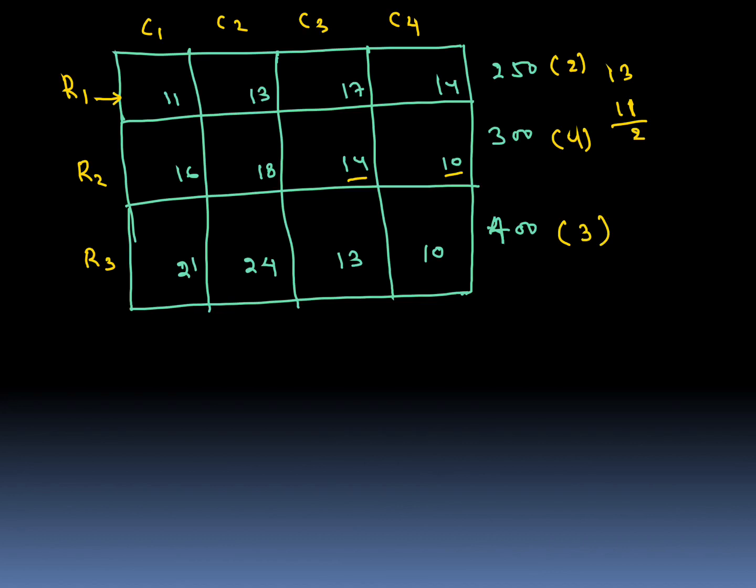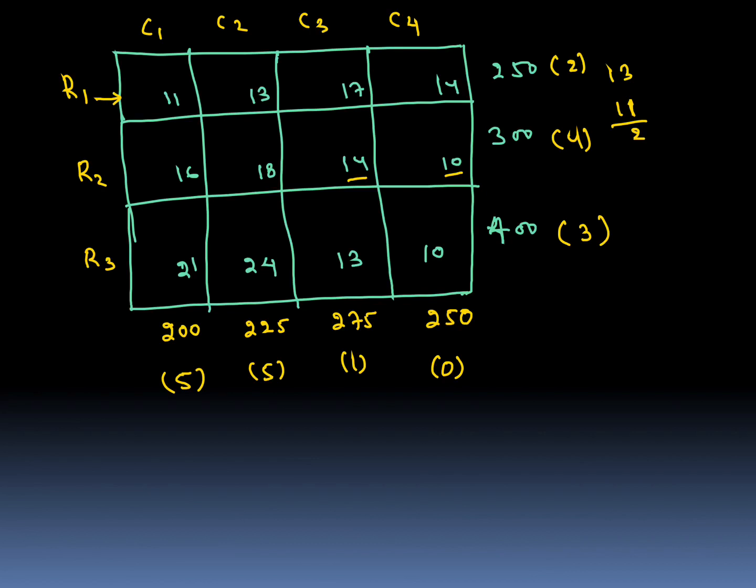And in columns, we will check. In column 1, 11 is the minimum and 16 is the next minimum. So 16 minus 11, it's 5. Here we will write 5. Then in column 2, 13 is the minimum, 18 is the next minimum. 18 minus 13, 5. Then in column 3, 13 is the minimum, the next minimum is 14. In column 4, 10 and 10, both are minimum. So the minimum and next minimum, their difference is 0.